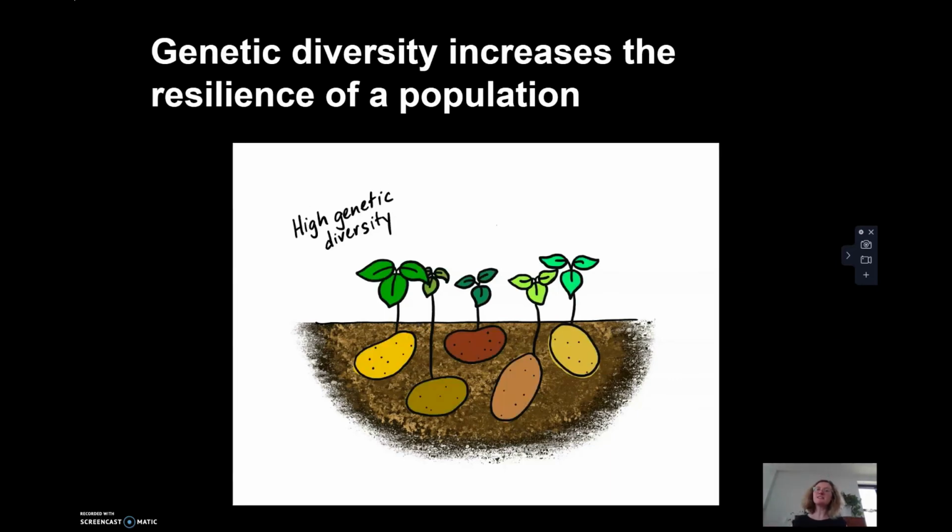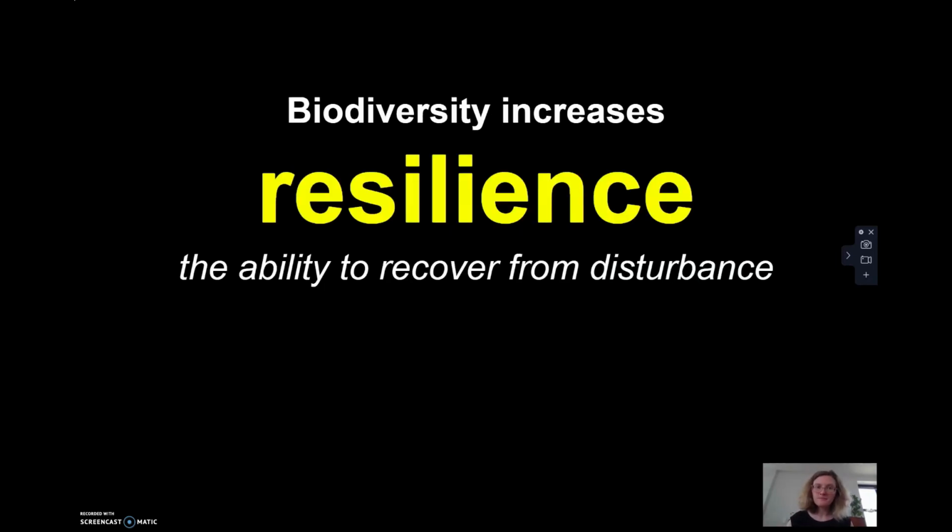Now let's imagine instead a population of potatoes with high genetic diversity. So they're all different from one another. This population of potatoes is much more likely to survive a fungal pathogen because it's more likely that there are some genetic variants that happen to be resistant to that pathogen. And those are the ones that can survive and reproduce and carry the population forward.